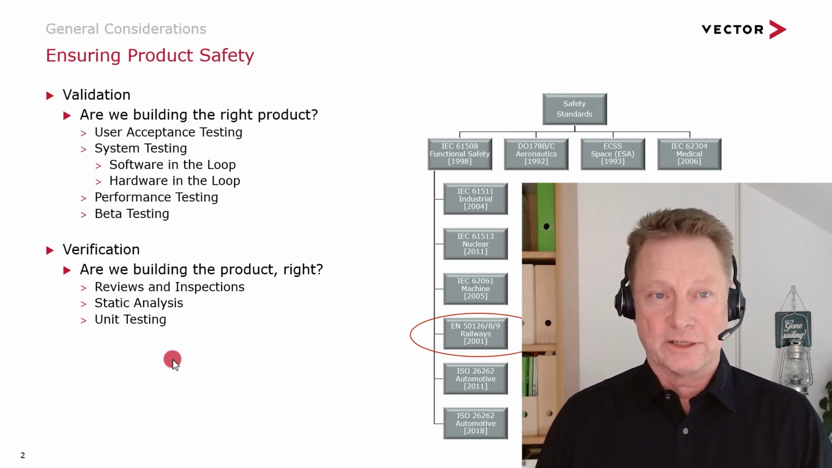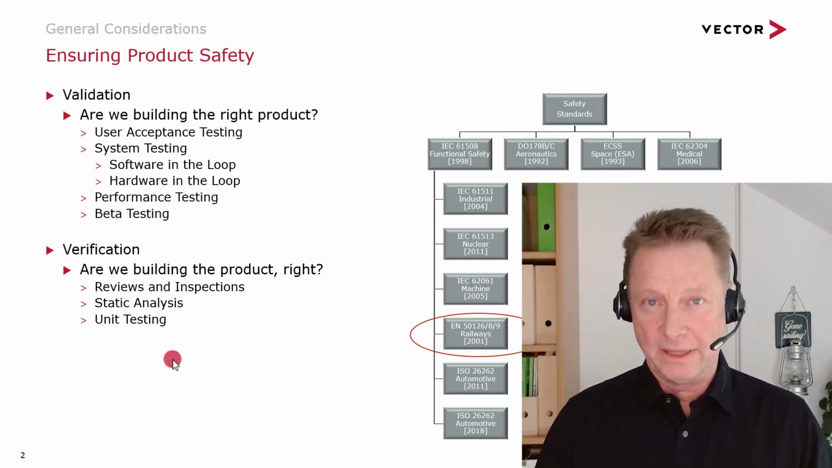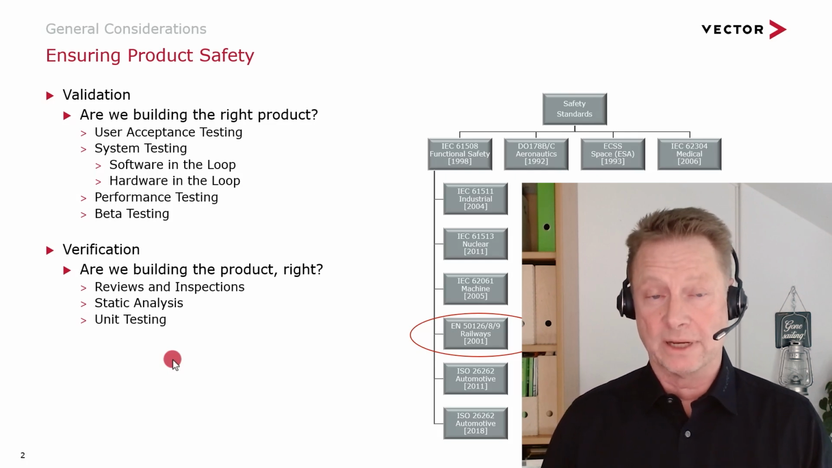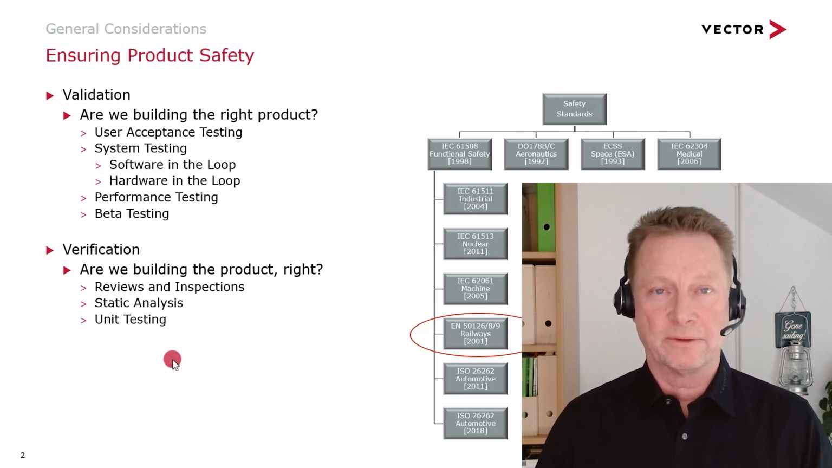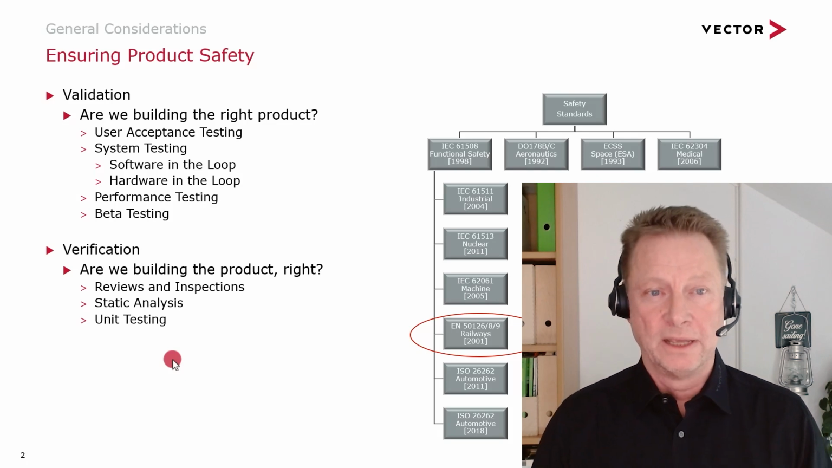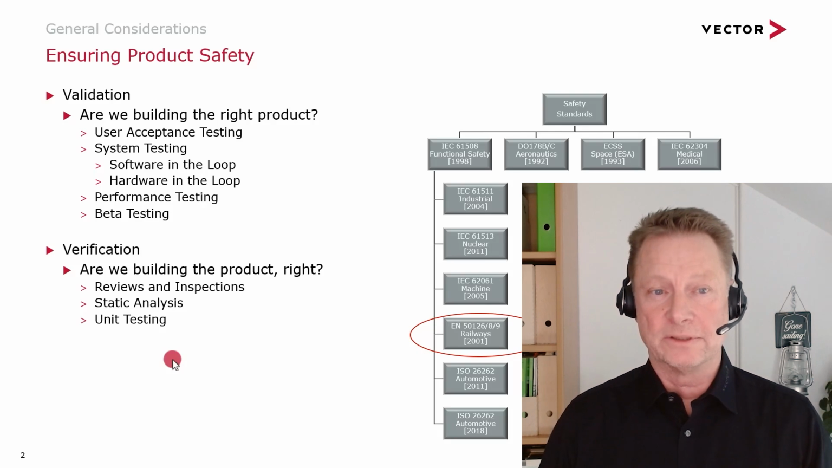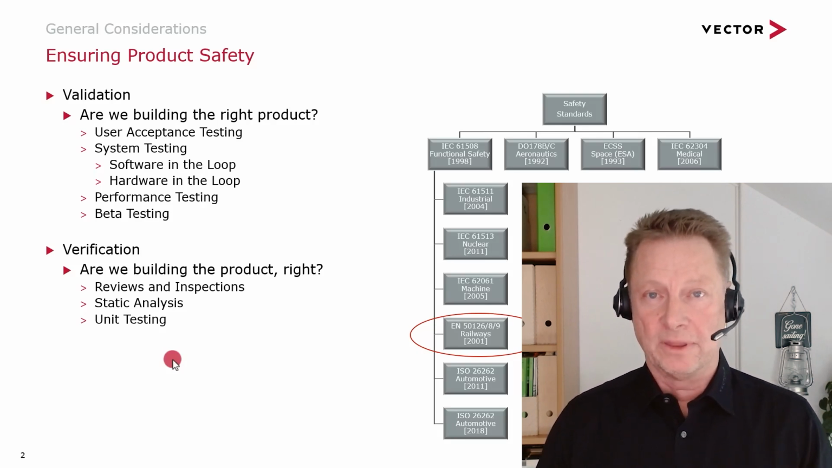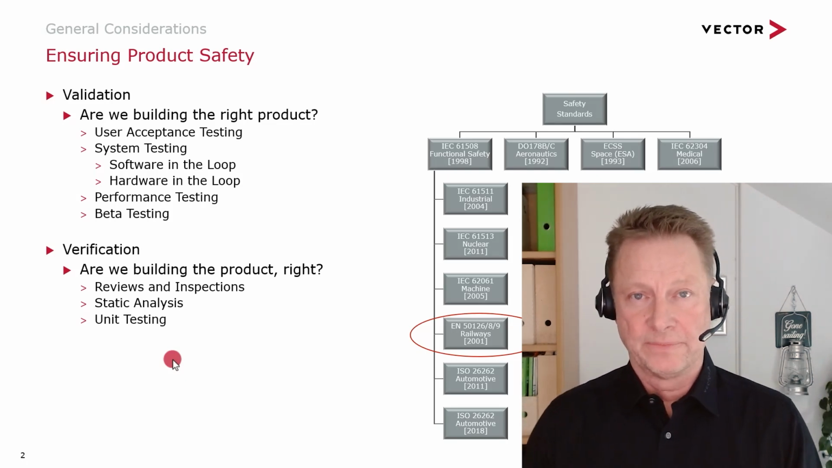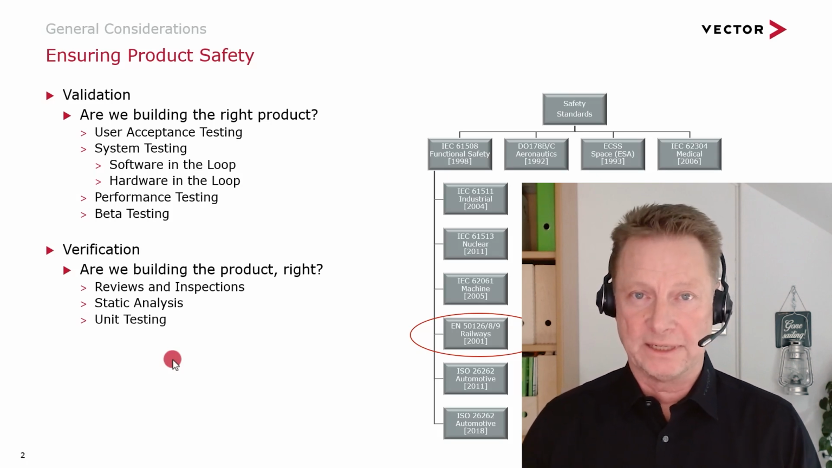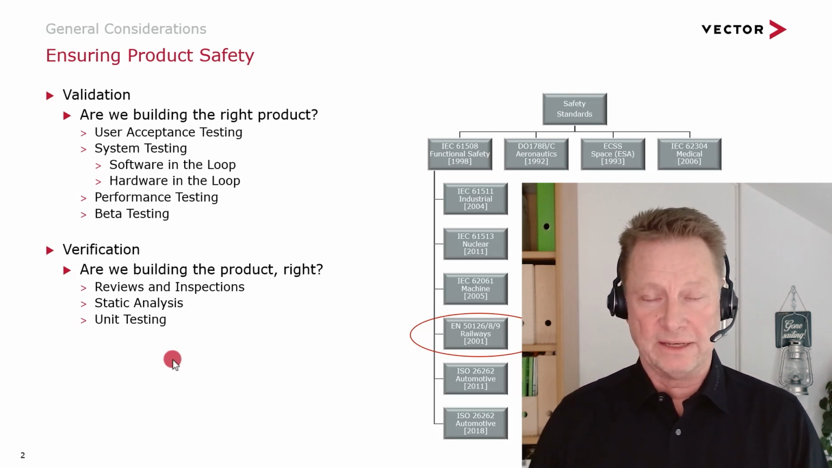What does validation actually mean? It's a question about, are we building the right product? So this can be ensured in the end in the user acceptance test. Of course, the user needs to check whether the application, the product we build, does what it is expected to do. Or earlier in the process, we can use system testing or automated testing, whether we test the software in the loop or we use hardware in the loop testing to automate system level testing. Of course, things like performance testing and beta testing are also part of validation.